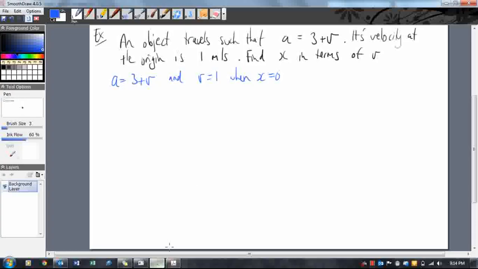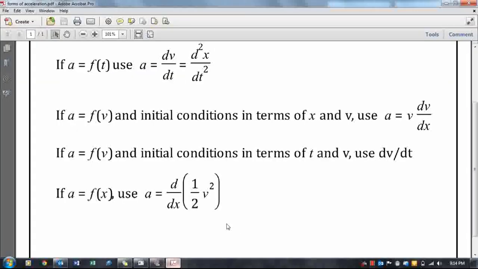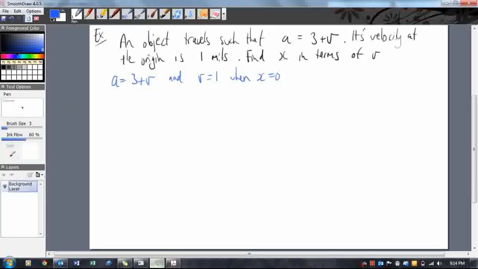So what we've got, a is a function of v, and we've got v and x as our initial condition. So I've got v and x up here. This is the form that you should use here. a equals v dv dx. So what we want to do is change a to v dv dx is equal to 3 plus v. And you'll see that this looks good because we've got v's and x's. The entire thing is just v's and x's, which is nice. If we solve this, we'll get an x in terms of v. We'll get some sort of equation. That's what we're trying to do here.